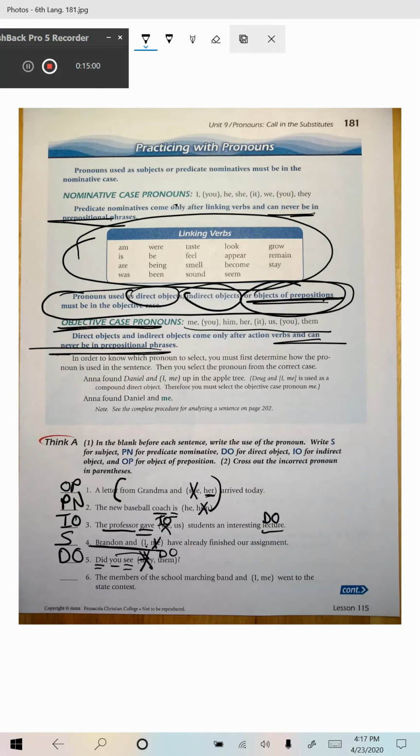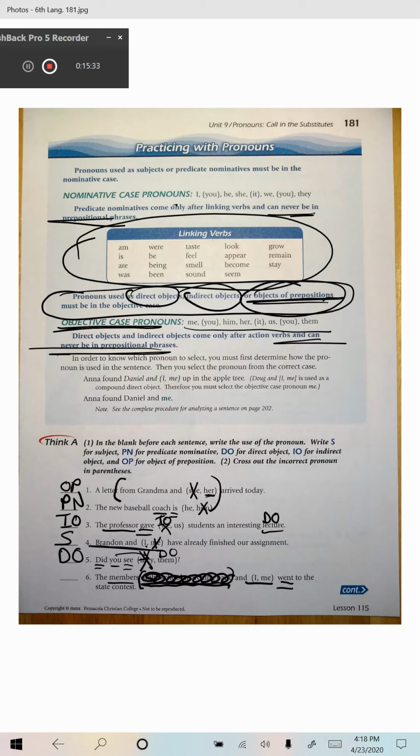The member of the social marching band and I or me went to the state contest. So the members, see, of the social marching band, that's just a prepositional phrase, so get rid of it. So it's the members and I are the subject, or members and me are the subject. And you went, okay? That's the verb. See why I put this, get rid of this? So you won't be tempted to think of it as part of the subject. It's just not part of the subject.